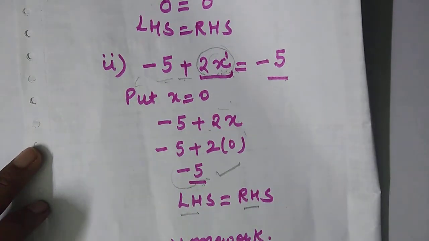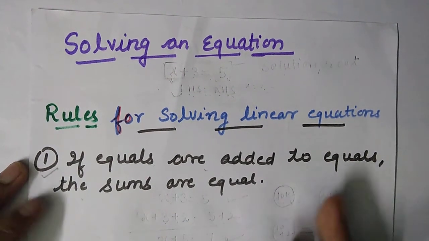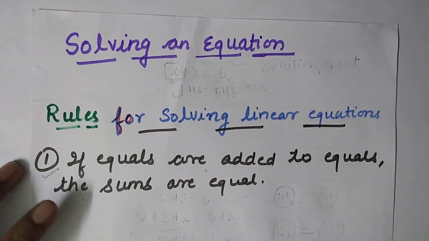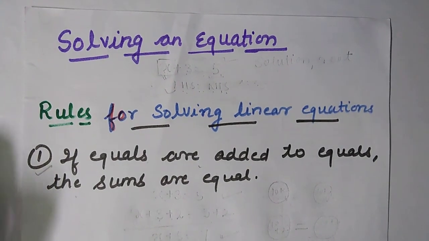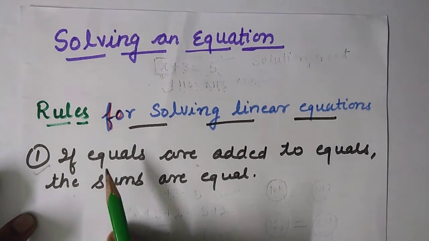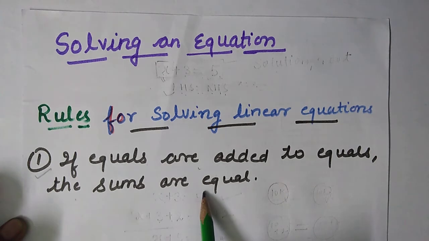Okay, now we will learn how to solve an equation. There are some rules for solving a linear equation. We will discuss those rules. So the first rule is: if equals are added to equals, then the sums are equal.